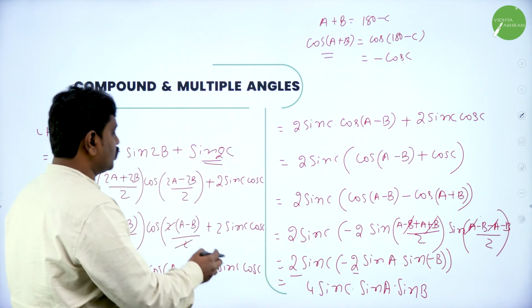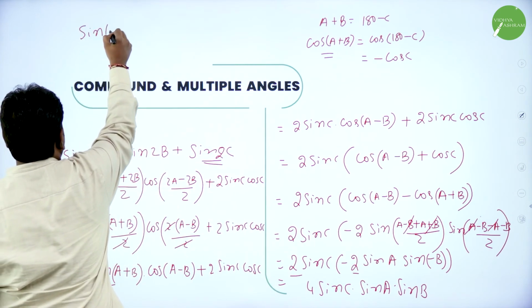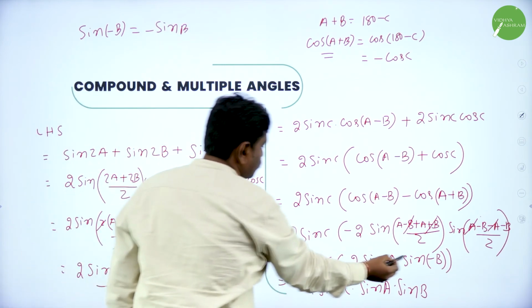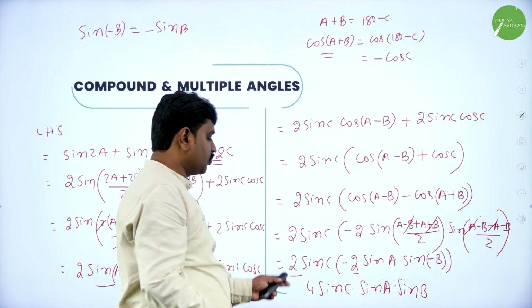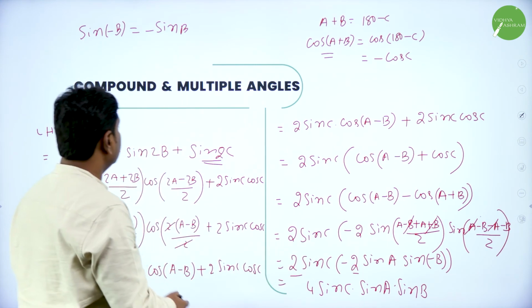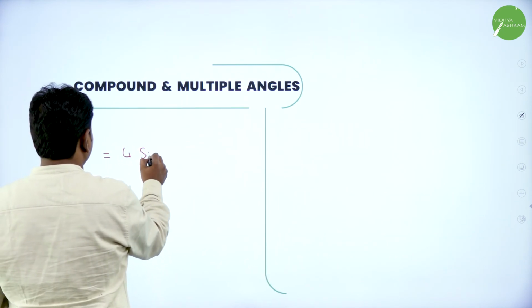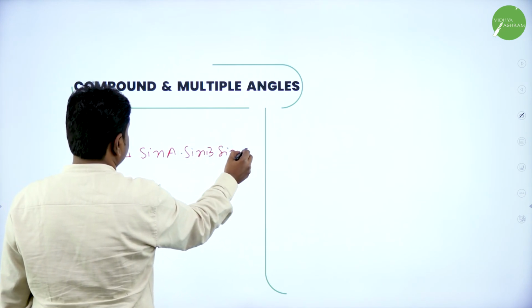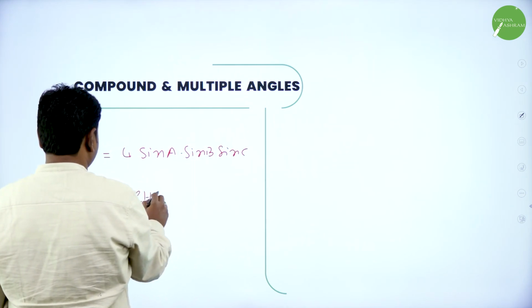So dear students, sine of minus b can be written as minus sine b. You can take minus outside. So this minus and this minus becomes plus. 2 2s are 4, 4 sine c sine a sine b. Rearrange, you can write it as 4 times sine a sine b sine c. Hence this is your RHS, hence the proof.